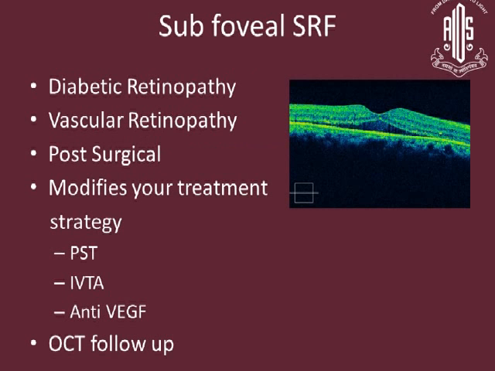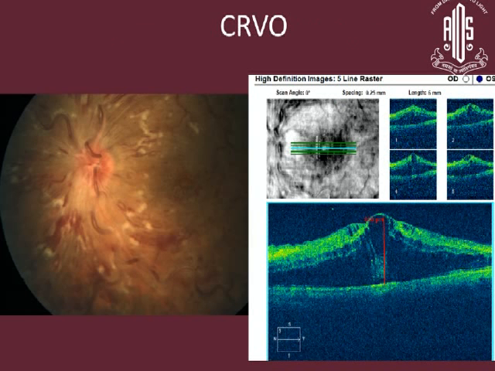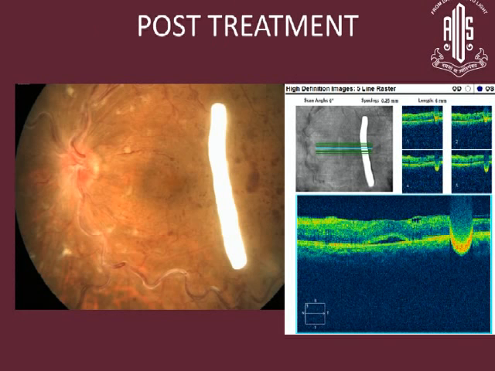And subfoveal SRF I've already discussed. In vein occlusion, what is the role? The FFA can be done at a later stage. You can manage the edema based on the OCT, and there's a patient before treatment in CRVO, and after the implantation of Ozurdex, definitely it has come down.